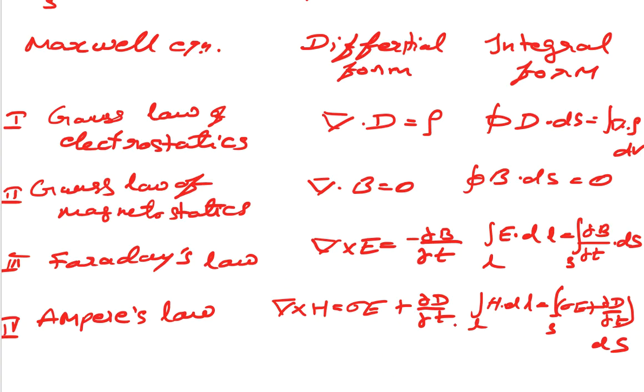So make this tabular column so that you will get a clear idea of what we are going to derive, where we have to start and where we have to end. Now we'll go one by one. Maxwell's first equation. We'll start from the basic law of electrostatics, Gauss law.